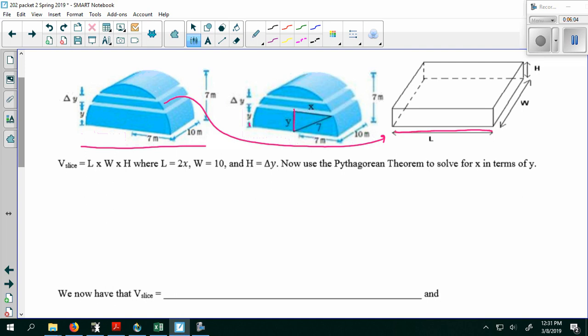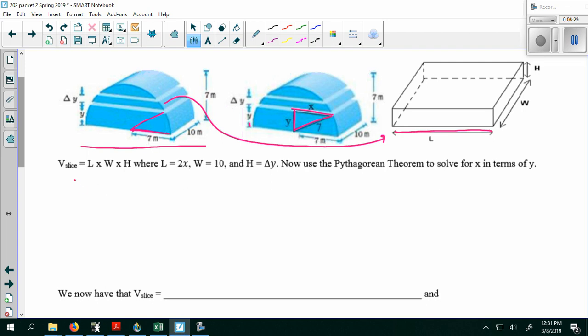So I've got this triangle pictured in my diagram. The height of my slice is at y, and then half the width is x, and the radius of this thing is 7. That was given in the initial diagram. So if this distance is 7, then so is this distance. It's a radius of a circle.